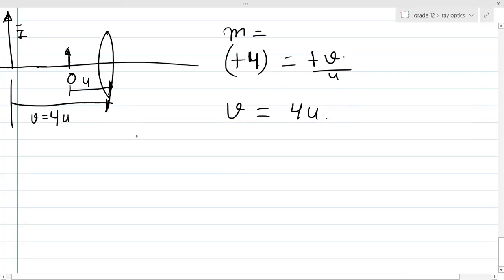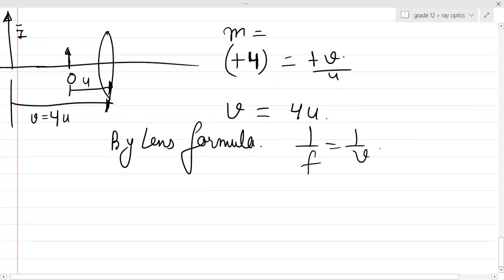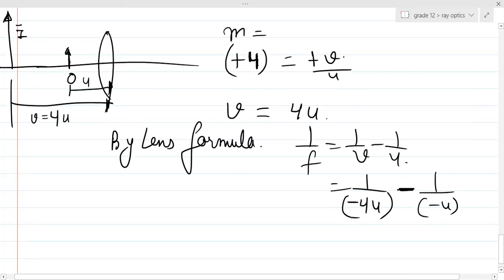No, sir. Once you have done that, you can apply the lens formula: 1 by f is equal to 1 by v minus 1 by u. So v is basically 4 times u with a sign. Now you have to put the sign: minus 4u minus minus u. Sir, why are we putting u negative? Because this was just how to calculate the magnitude. This is magnitude of v is basically 4 times u.